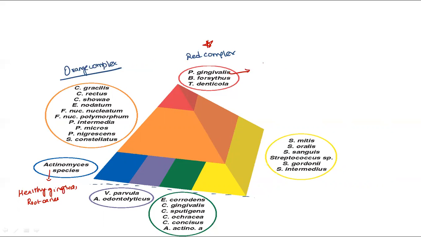Also remember P. gingivalis can be seen in chronic periodontitis. Okay, these are severe conditions. That's why red complex is important. P. denticola can be seen in NUG, and Actinobacillus actinomycetemcomitans can be seen in aggressive periodontitis.